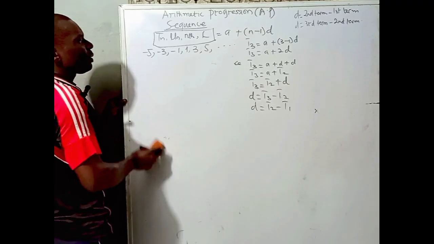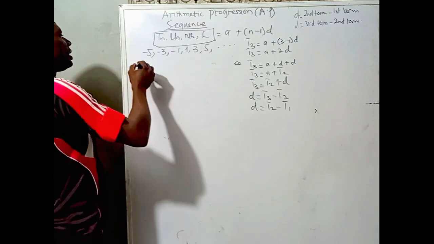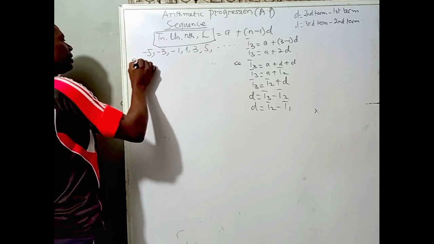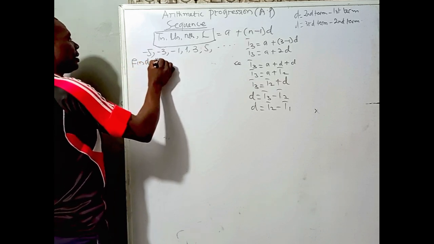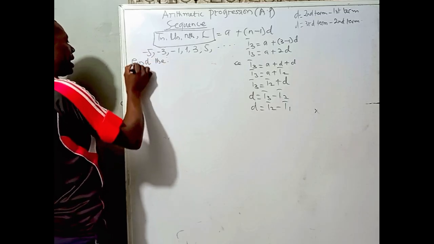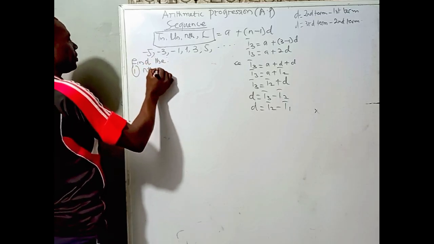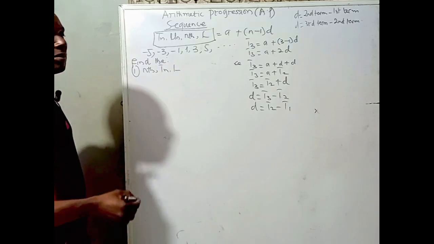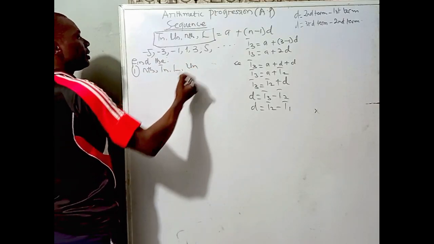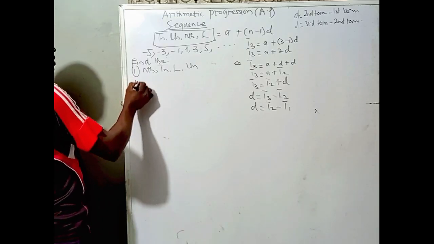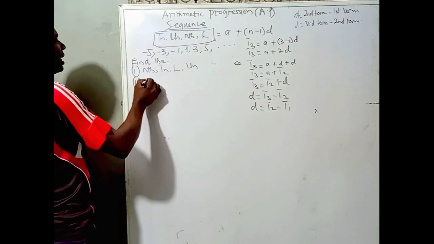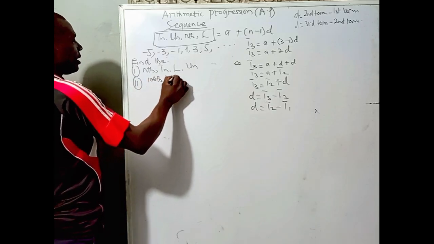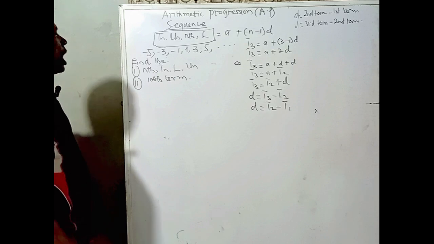Now imagine this sequence, and then I ask you to find the what? The nth term. Here I say nth term or Tn or last term. They all mean the same thing. Or you are asked to find Un. Another time it is, also find the 100th term. So how do you go about it?